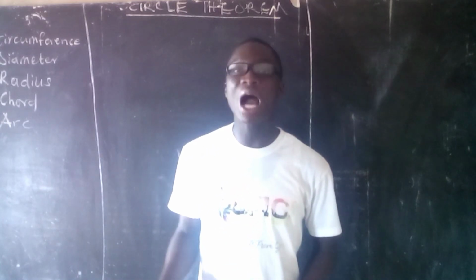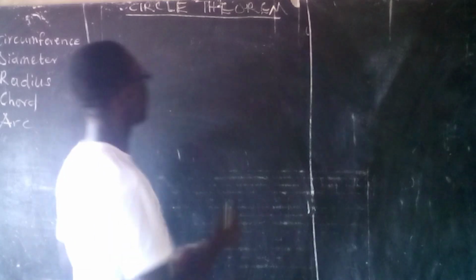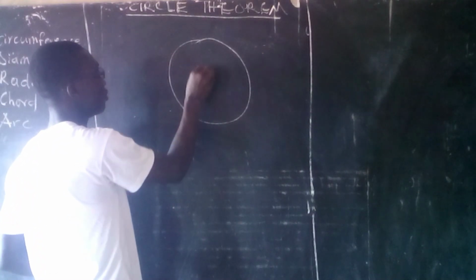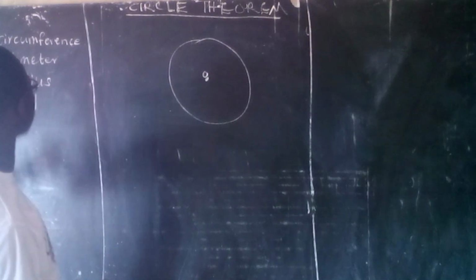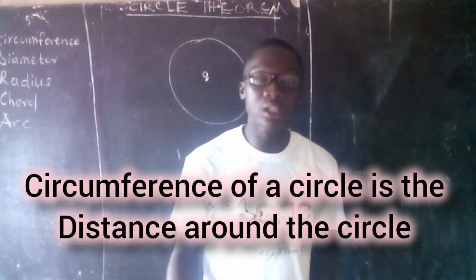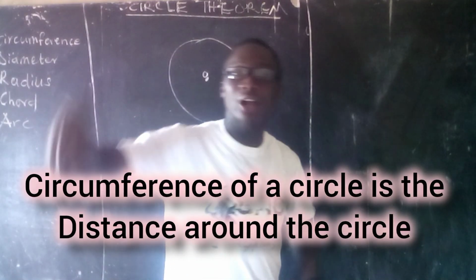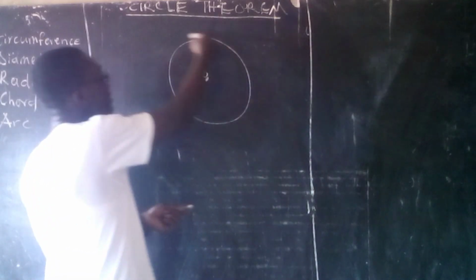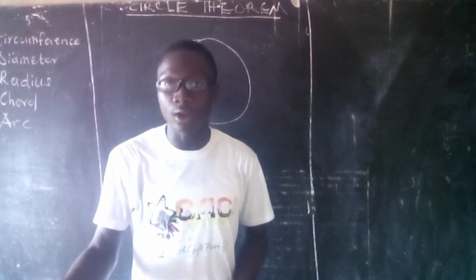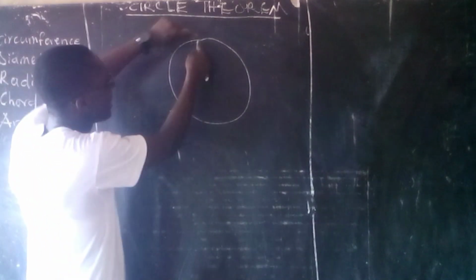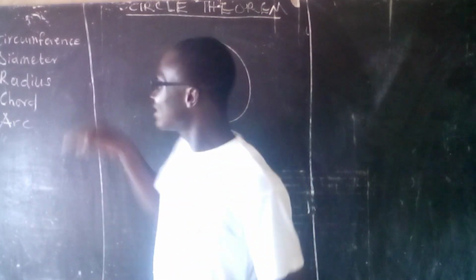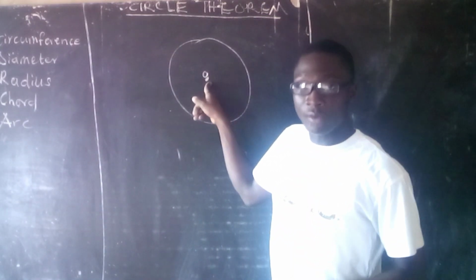Now let's begin. Let's say we have a circle with center O. Here is the center O. For the first one, we are saying circumference. So what is the circumference of a circle? The circumference of a circle is the distance around the circle. So this distance around the circle is called the circumference of the circle. And the center is the midpoint of the circle.